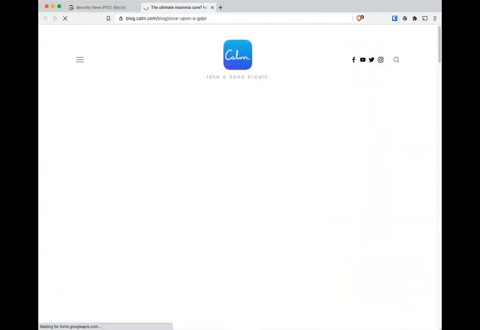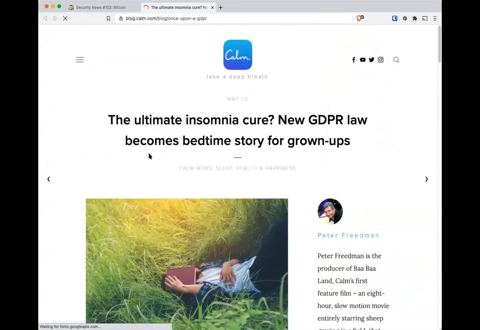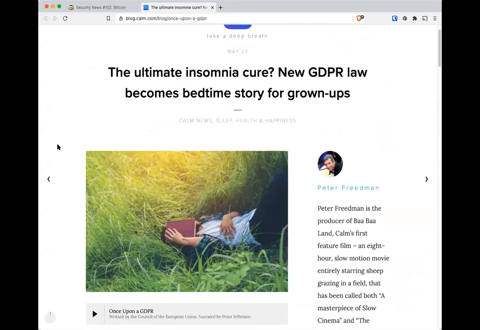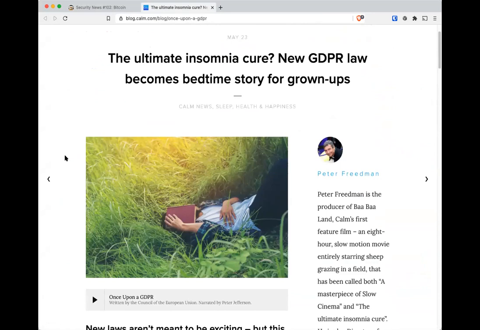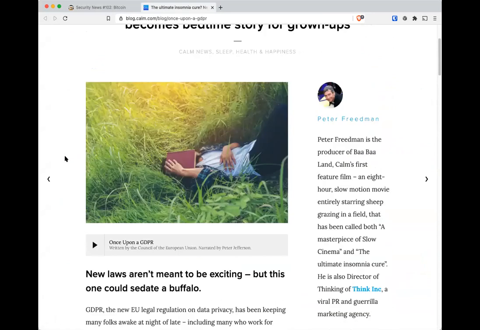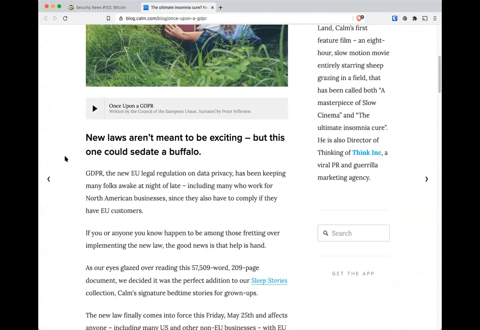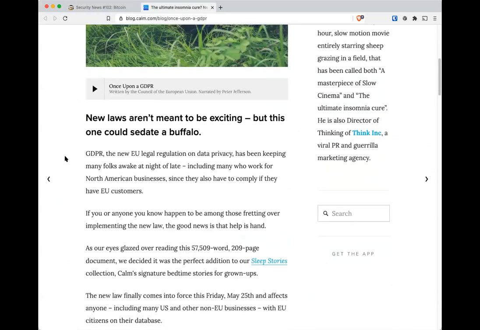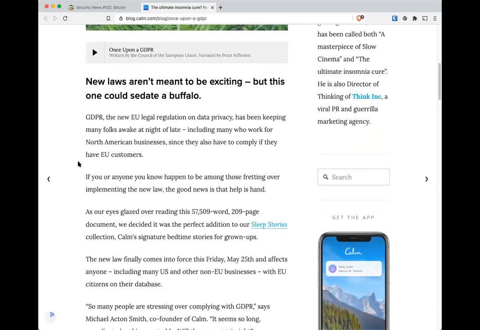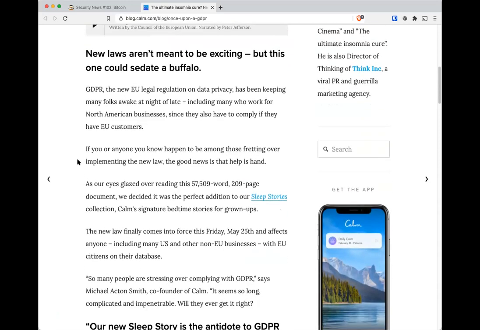All right, what is this nonsense? A bedtime story. This is old news. It goes back to 2018, but you can get an app called Calm, and on it you can get this thing called Once Upon a GDPR. Oh, I've heard of Calm. I hear people trying to sell it all over the place now. Yes, well, they did not mention this feature.